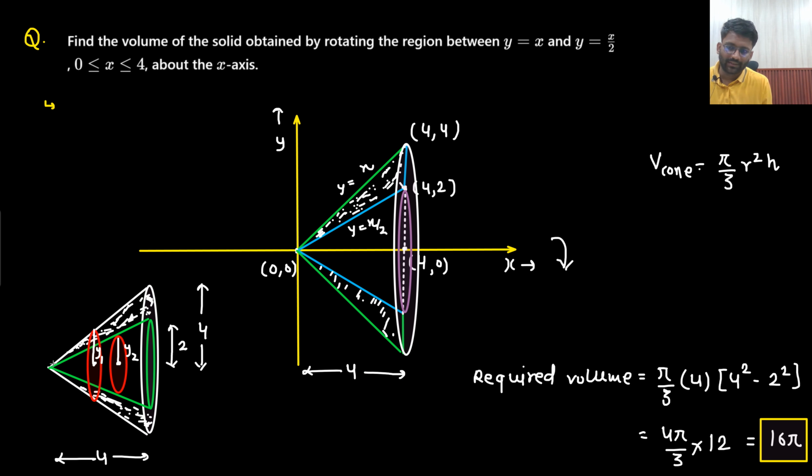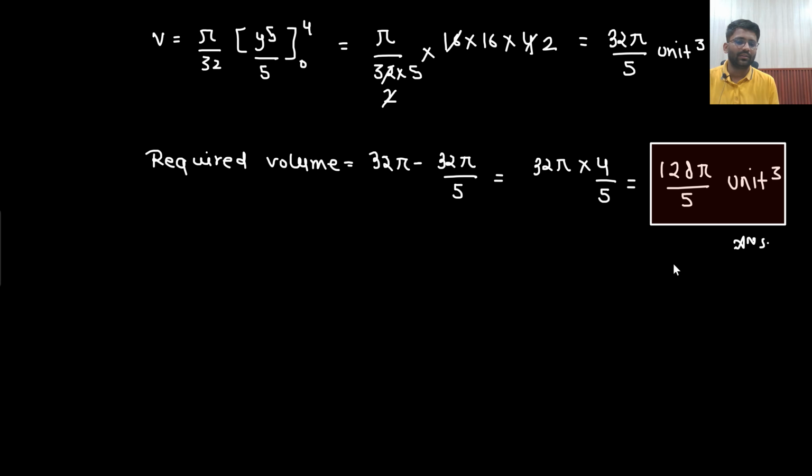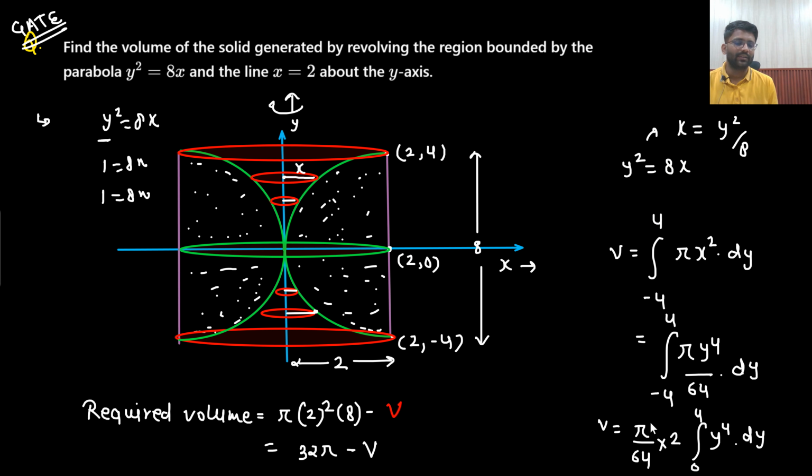What is your x-axis here? This is your x-axis, no? You are taking the distance from the x-axis only. This is y1, this is y2. Understandable? All good? So this is the answer, and this is how we need to solve it. Subtract the volume from the whole volume, and you will get the required volume.